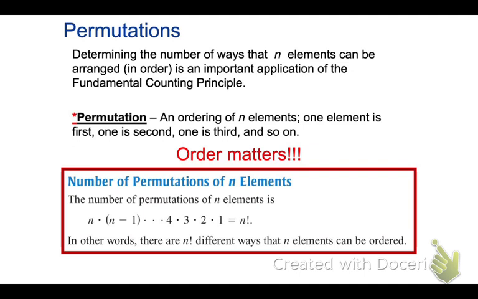Okay, a permutation. Determining the number of ways that n elements can be arranged in order, an important application of the fundamental counting principle. Permutations: an ordering of n elements. One element is first, one element is second, one element is third. Order matters. Okay? In what things does order matter?